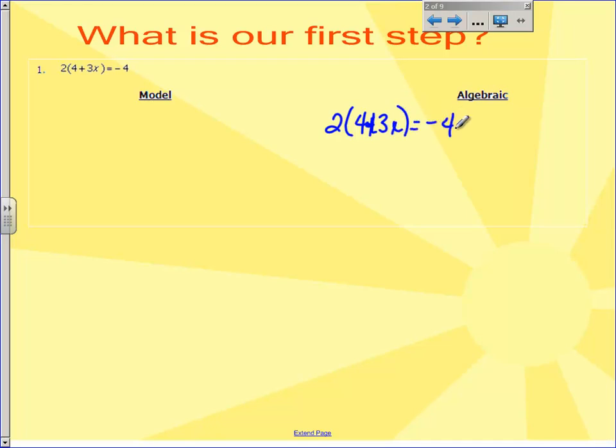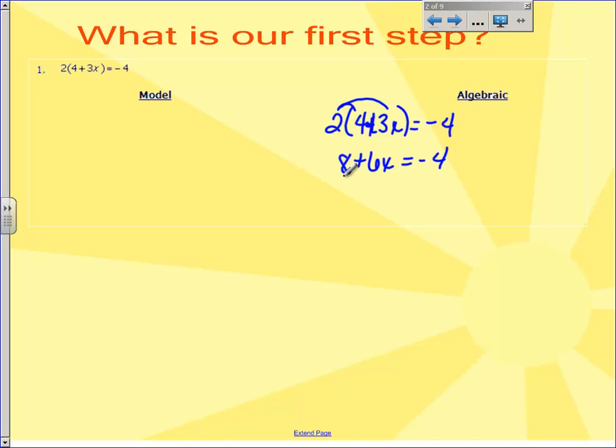And so we're going to start solving this equation by, first of all, getting rid of the parentheses. And we're going to do that with the distributive property. 2 times 4 is 8. 2 times 3x is 6x equals negative 4. Now I want to get the x by itself, so I'm going to start over here on the left side and I'm going to start canceling things out.